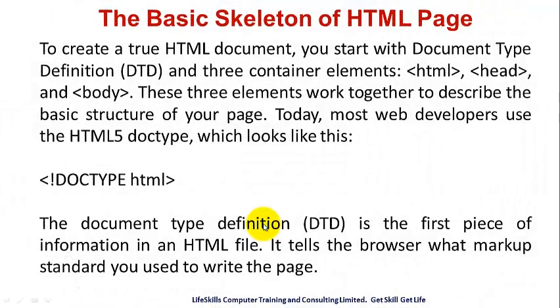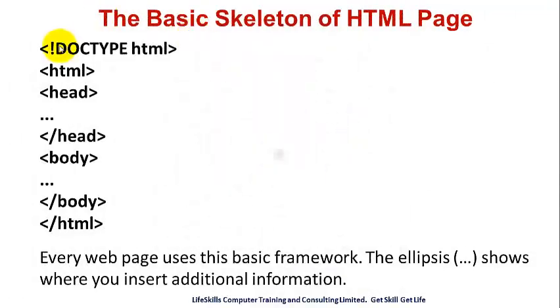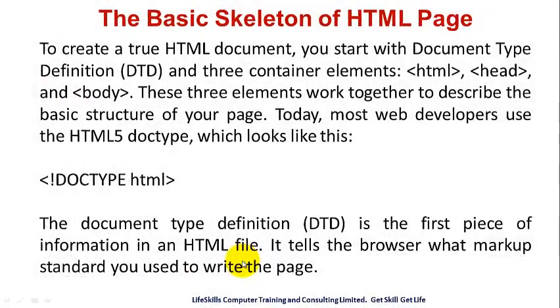Now let's look at them one by one. To create a true HTML document, you will start with a tag that is called document type definition, DTD. And after document type definition, you are going to make use of three other container elements called HTML, head, and body. You can see that we have four of them here. The first one is a doctype, very important. I will talk about it later. Followed by HTML tag, followed by head, and followed by body. Those are the four major elements of your HTML page.